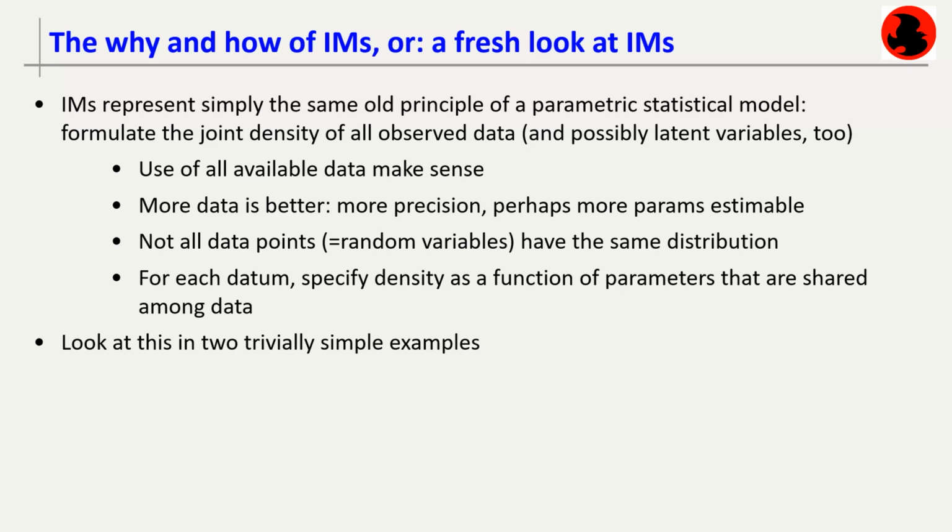In the context of a non-integrated model, where we apply this fundamental principle of statistical inference based on a likelihood function, it's completely natural that if we have, say, 10 data points, we would normally use all of them to do the parameter estimation, and we would not, for some reason, leave two apart. In the simpler case, it's obvious to all of us that we would use all available information, and because more data is better, we typically get more precision. Perhaps we may be able to estimate additional parameters.